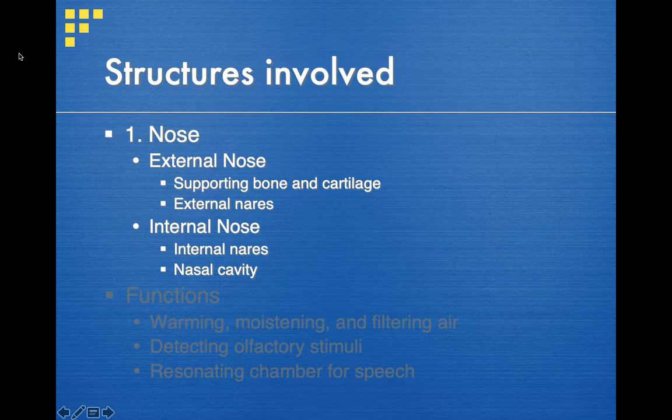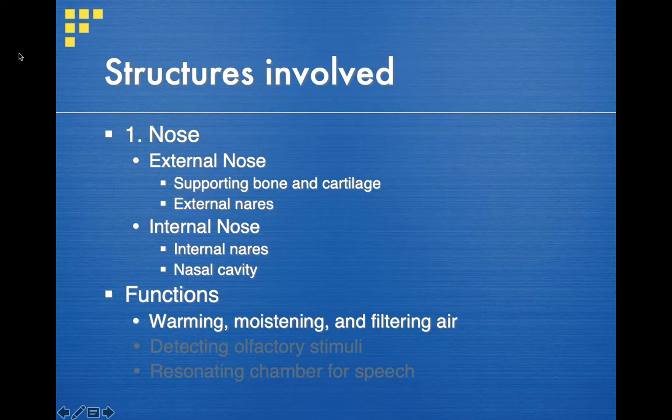The function overall of our nose is to warm, moisten, and filter air. So yes, if you're thinking the same question I'm thinking, it is better to breathe through your nose than through your mouth, because these three things are more efficiently done through the nose.